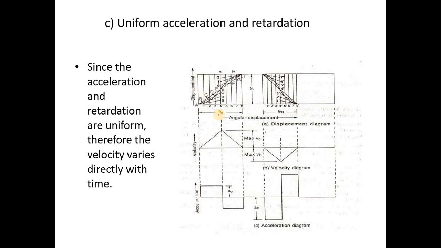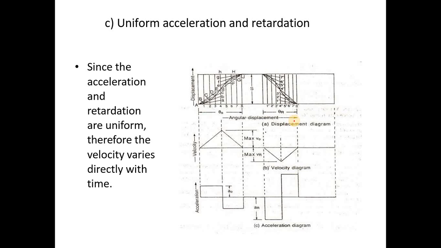Look at this. In the case of uniform acceleration and retardation, in the first case the velocity goes on increasing, reaches the maximum, and then falls again. For the dwell period it will remain the same, and for retardation it will fall back. So this is the velocity diagram and acceleration diagram.